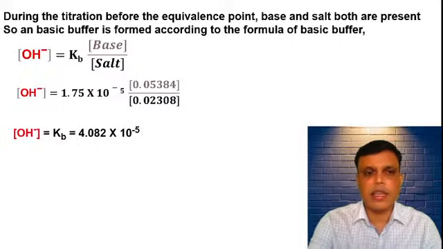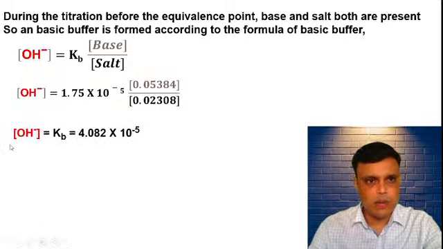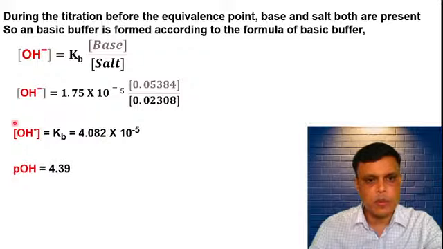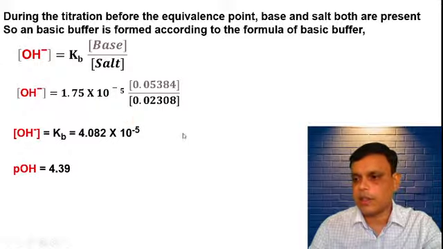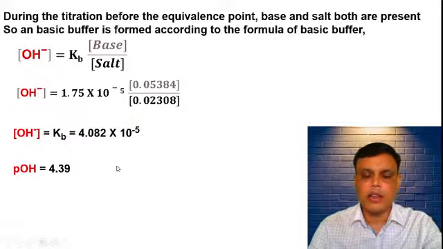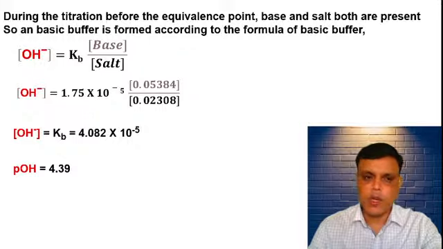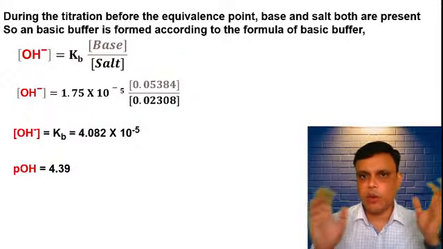ठीक, करेक्ट. कितना आ जाएगा? Concentration of OH minus ion is equal to 4.082 into 10 raised to minus 5. ये आ जाएगा. Now you know the concentration of OH minus ion. You can calculate the pOH.